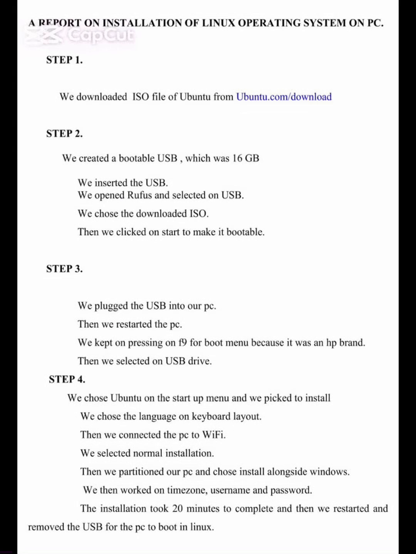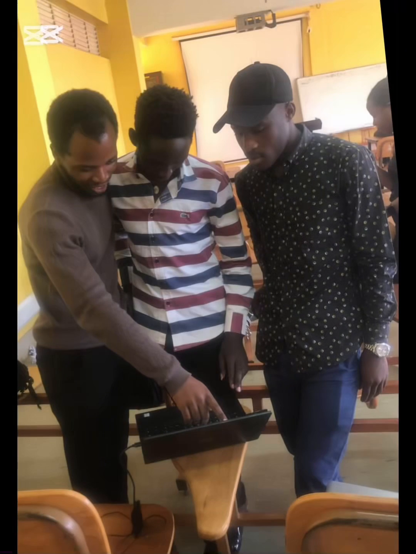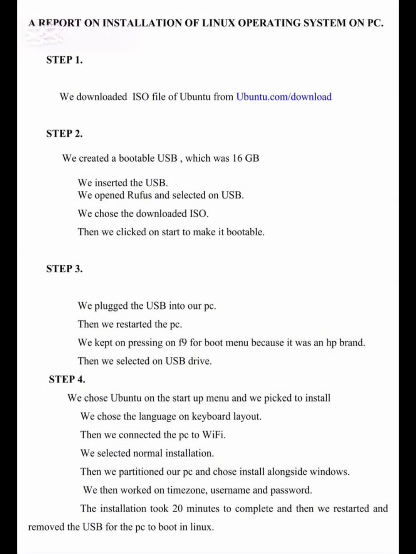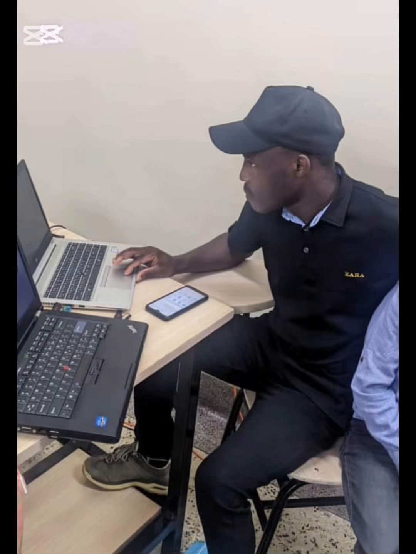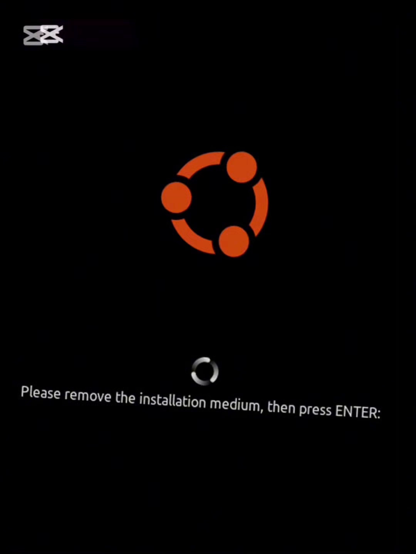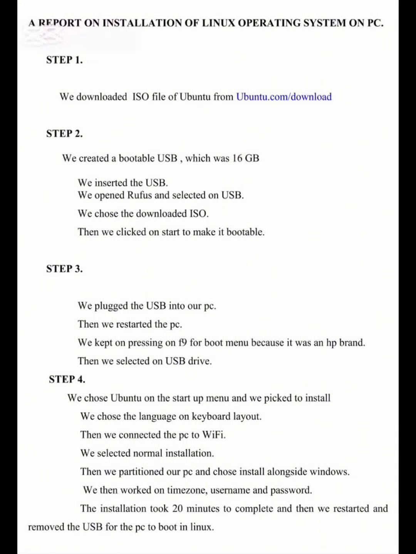A report on the installation of the Linux operating system on the PC. The first step, we downloaded the ISO file of Ubuntu from ubuntu.com/download. The second step, we created a bootable USB, which was 16 gigabytes. We inserted the USB, opened Rufus, selected the USB, and chose the downloaded ISO. Then we clicked start to make it bootable, because we wanted to make the USB bootable so that we can install the Ubuntu operating system.